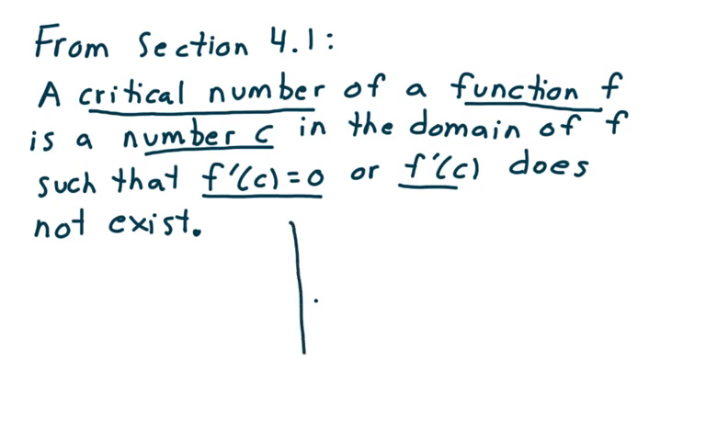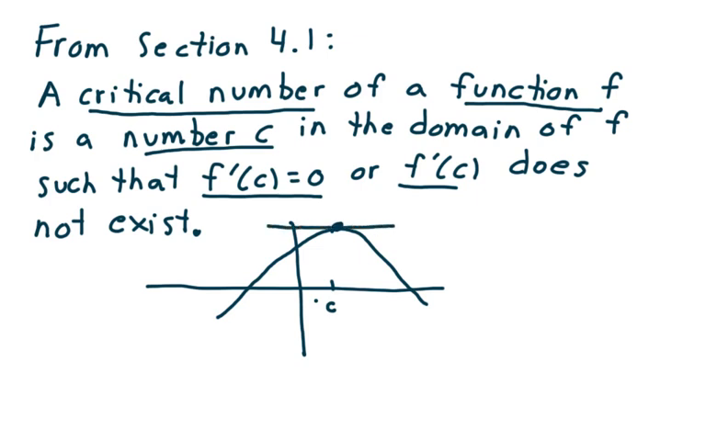And so, pictorially, if you have a function f, and this is c, and I look at this point up here on the graph, notice how the slope of the tangent line is equal to 0. And so you're going to set the derivative of the function equal to 0 and solve for x. So I want that c that makes the slope of the tangent line 0, in other words.